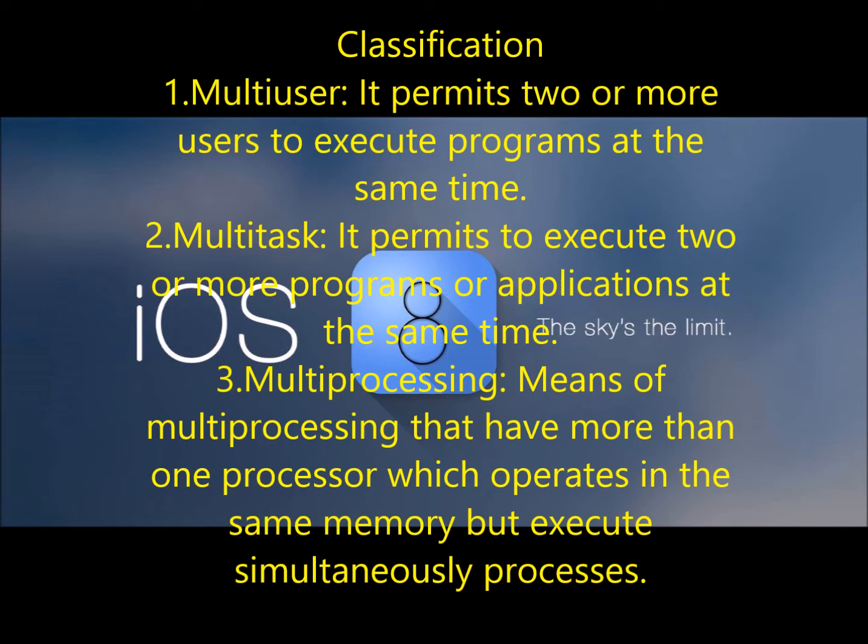The operating system can be classified in the following form. Multi-user. It permits two or more users to execute programs at the same time. Multitask. It permits to execute two or more programs or applications at the same time. Multiprocessing. It means having more than one processor which operates in the same memory but executes simultaneously.